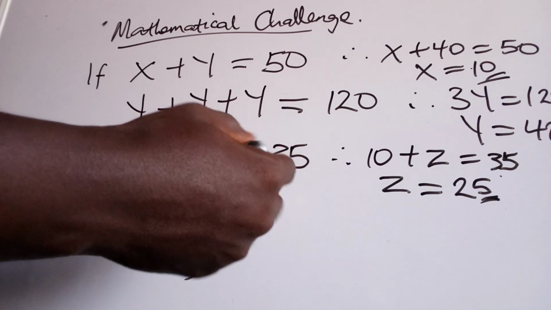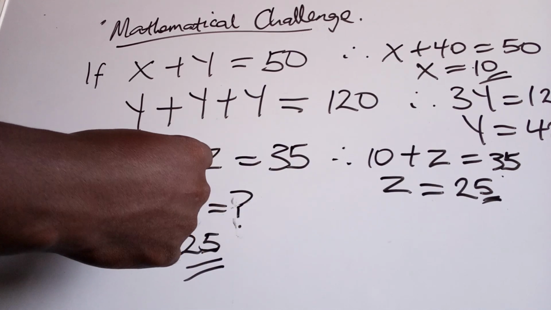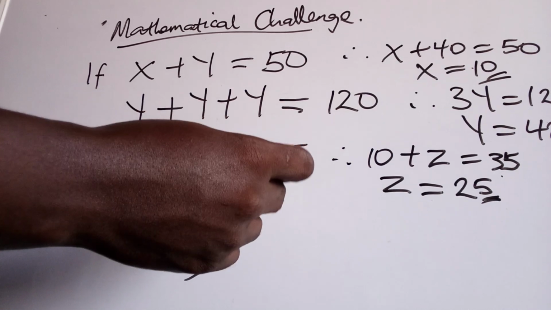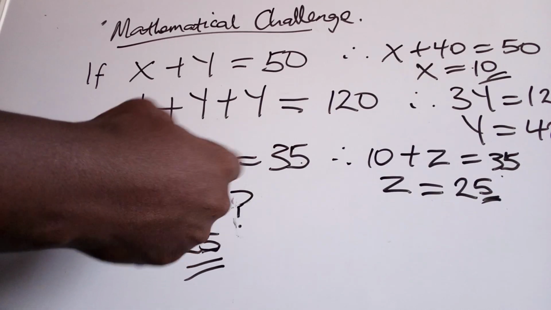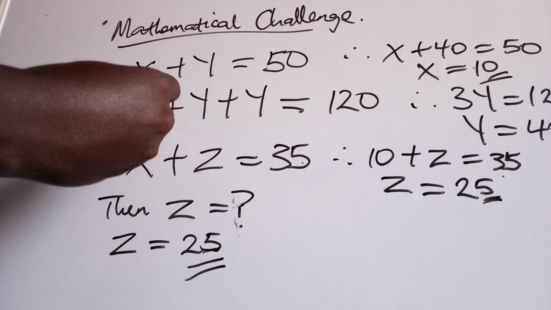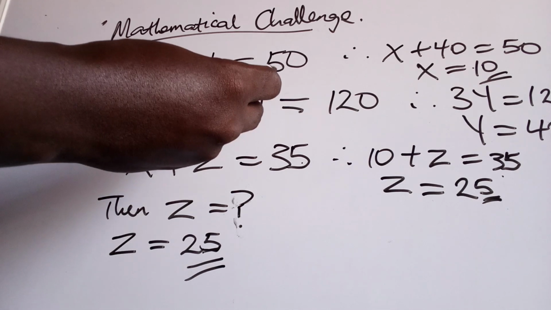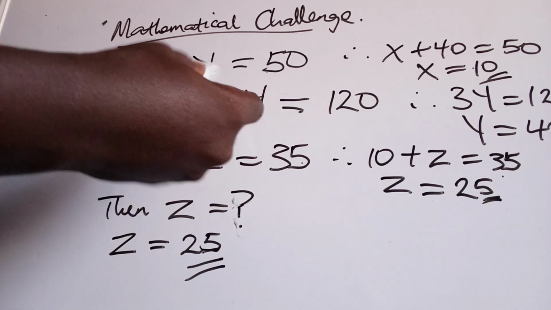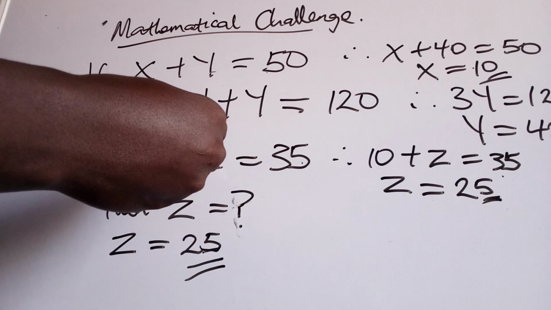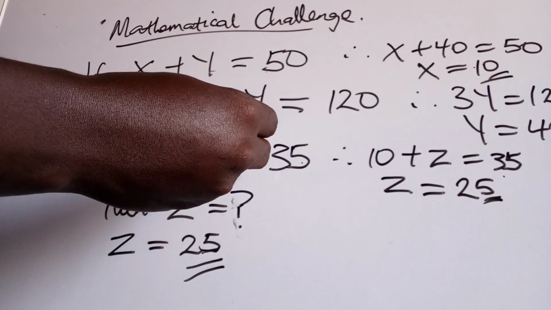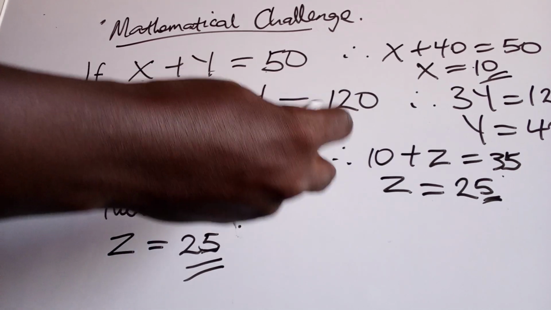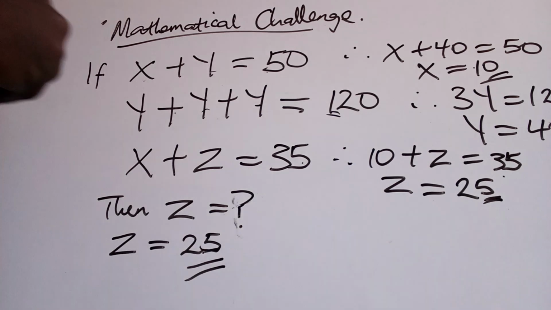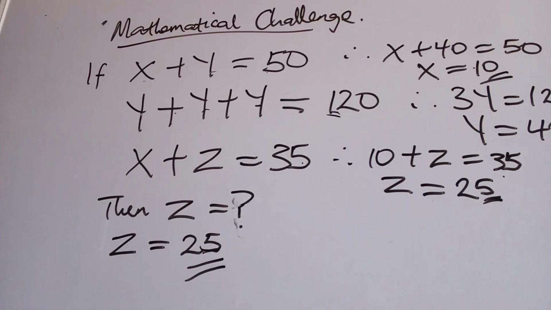So when we have 10 plus 25, it will give us 35. When we have 10 plus 40, it will give us 50. Then when we have 40 plus 40 plus 40, it will give us 120.